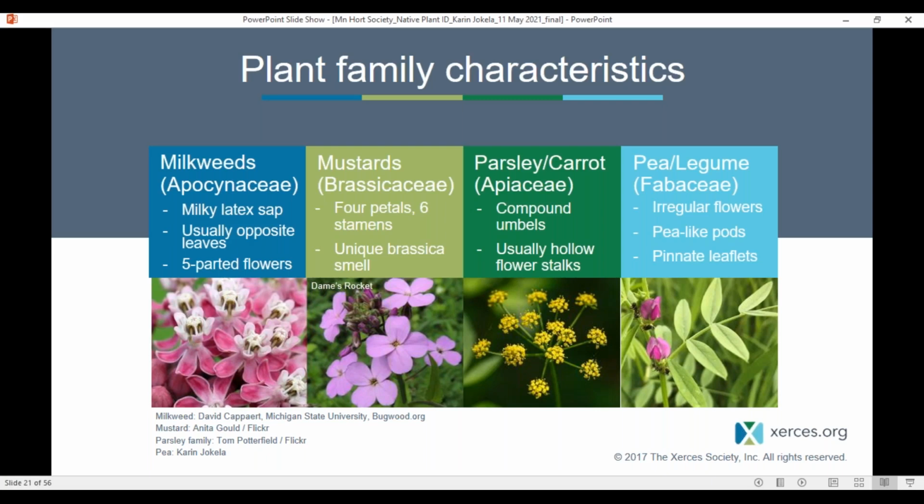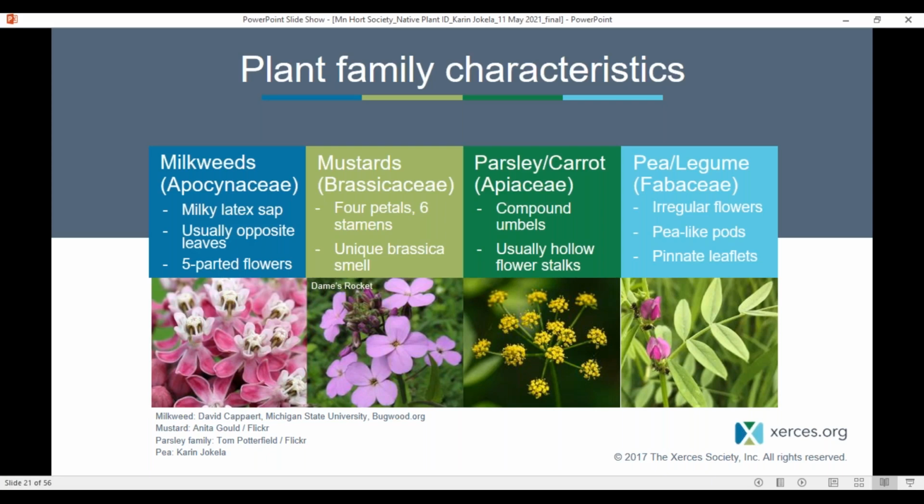Parsley and carrot family, they usually have these what we call compound umbels. It's sort of like an upside down umbrella in these flowers that are terminal. They have this really characteristic shape, like a Queen Anne's lace, if you're familiar with that species. Often they have a taproot, like a carrot, right? Or a parsnip. So those are pretty characteristic features.